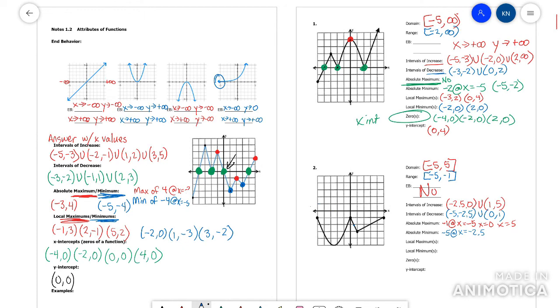Local max, local min. This one does not have any local maximums because this right here is an absolute maximum. I guess you could kind of consider it a local one as well, but I wouldn't put it. I would just leave this as none. Local minimum, however, this one does have a local min. It's at this blue dot, so that's at (1, -3).